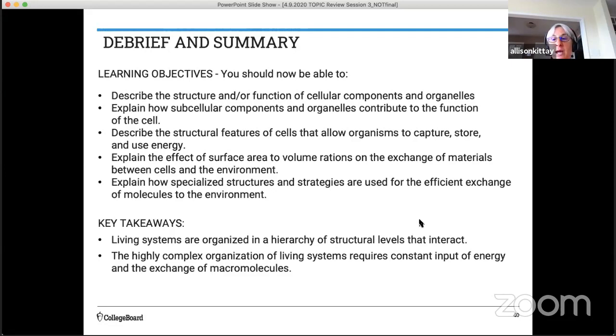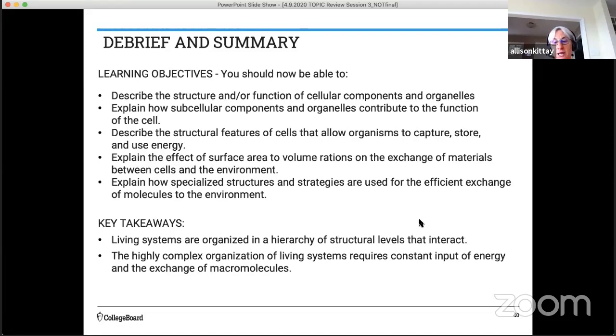Your key takeaways, these are your enduring understandings, are that living systems are organized in a hierarchy of structural levels that interact, and that highly complex organization of living systems require constant input of energy and the exchange of macromolecules.